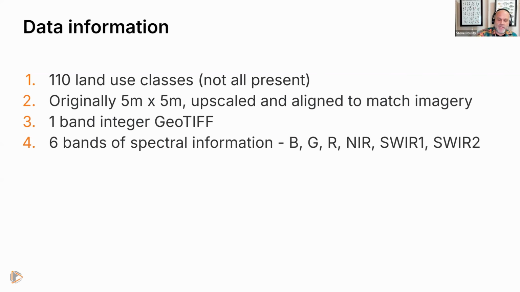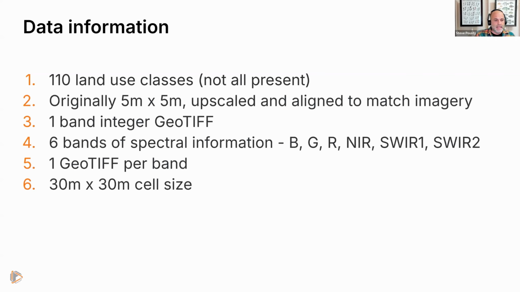6 bands of spectral information. I did blue, green, red, near infrared, shortwave 1 and shortwave 2. This comes back from HLS as 1 geotiff per band, right? And this is at a 30 meter by 30 meter cell size. So we upscaled the land use land cover to 30 meter by 30 meter cell size.